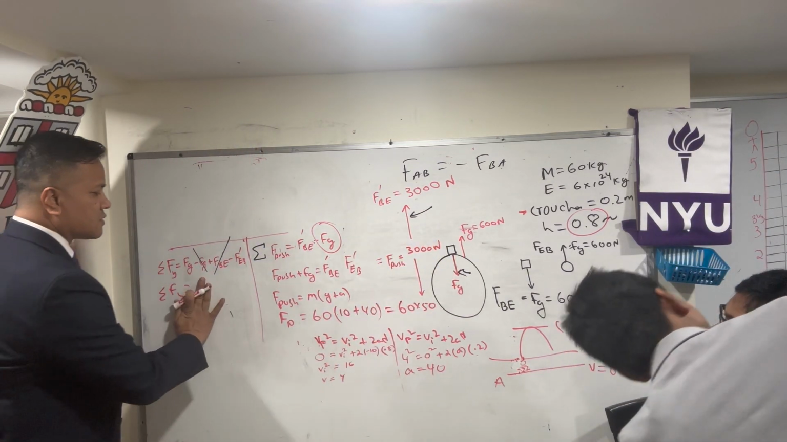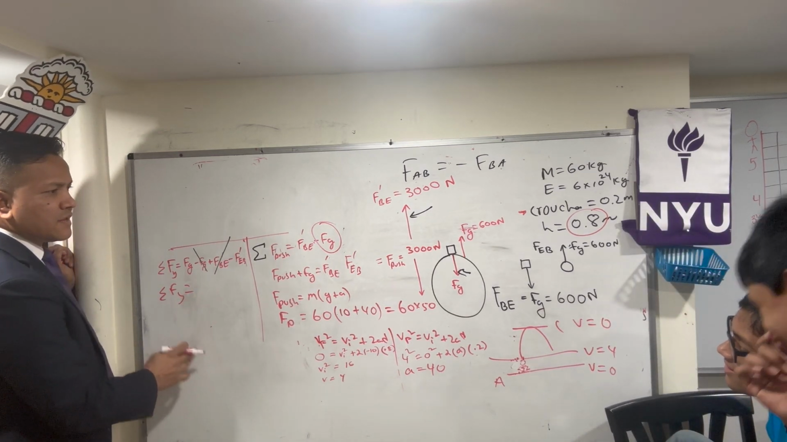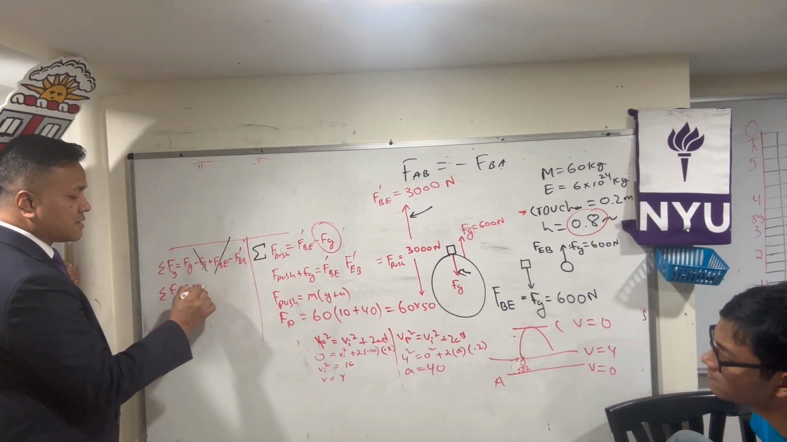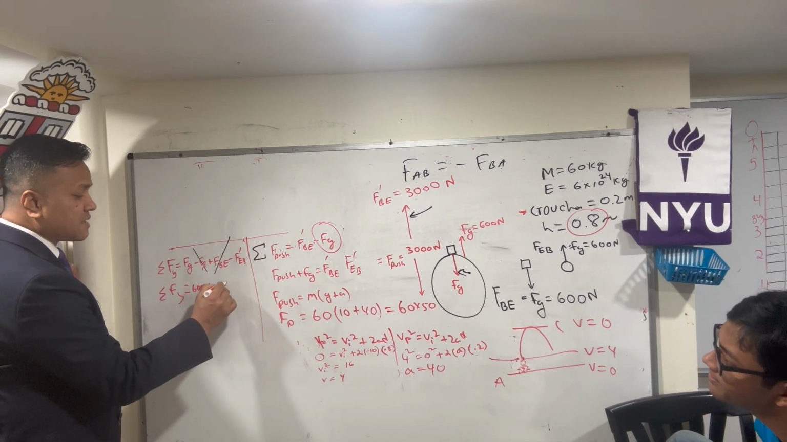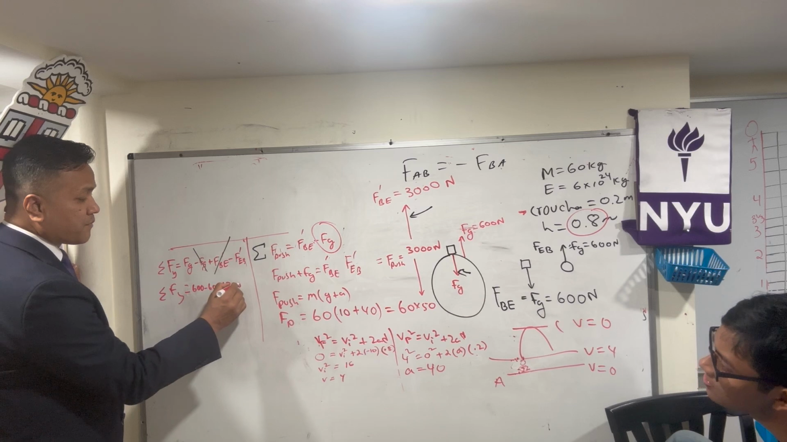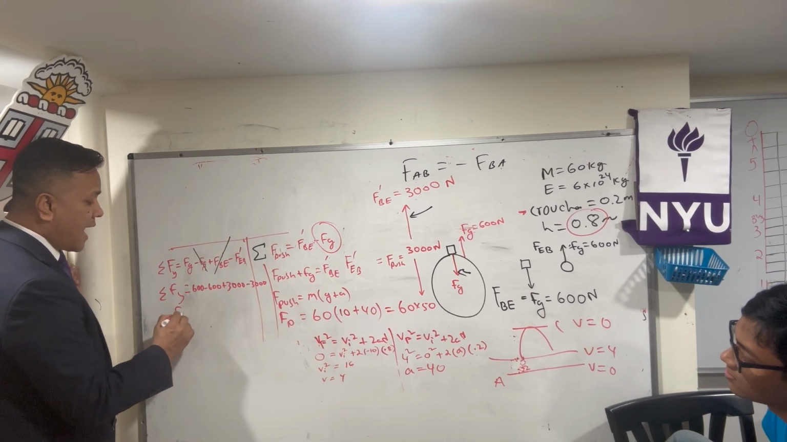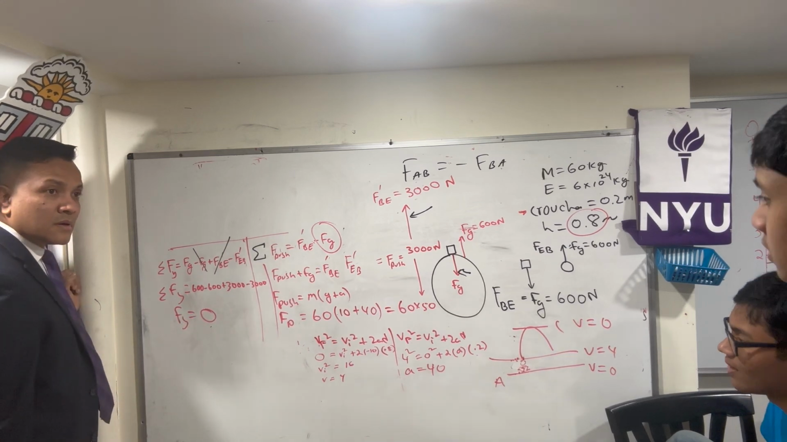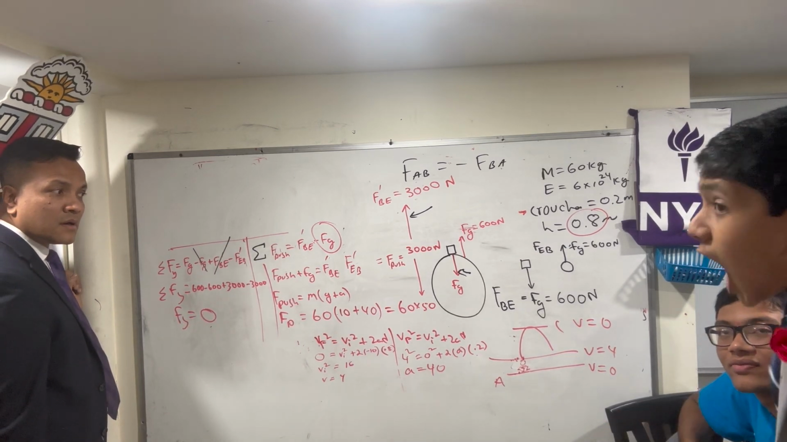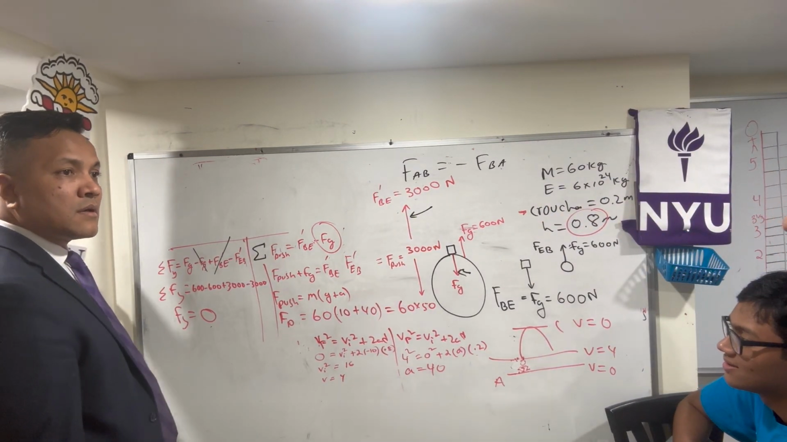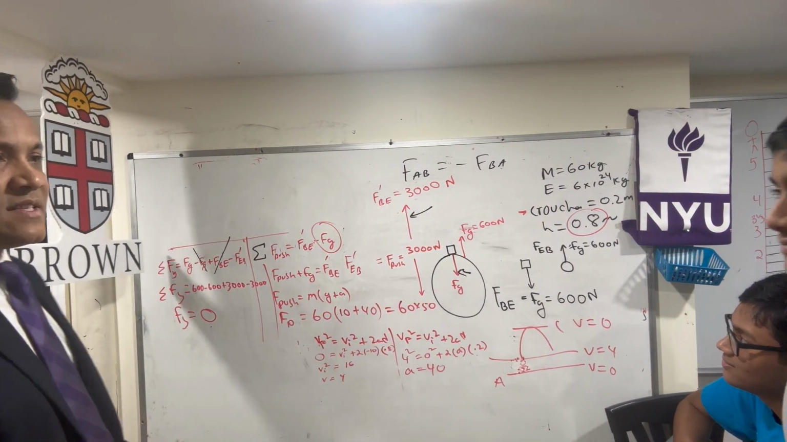So if we come back over here, we write negative 600, positive 3,000, negative 3,000, and that's 0. So how do we ever jump up? Because the forces are acting on different objects. Okay, that's crazy. I didn't know that. All right, so that's Newton's third law.